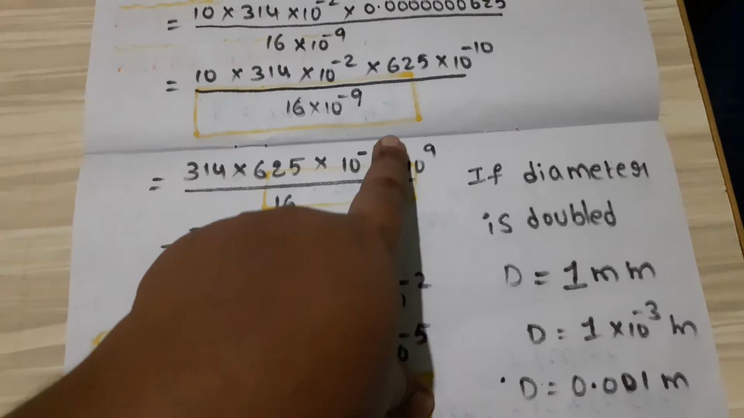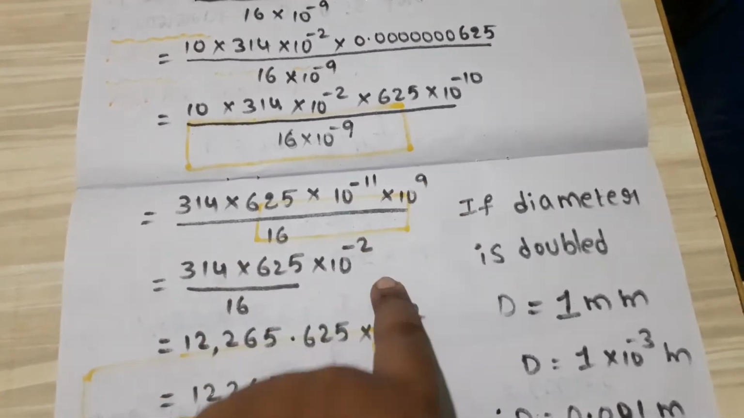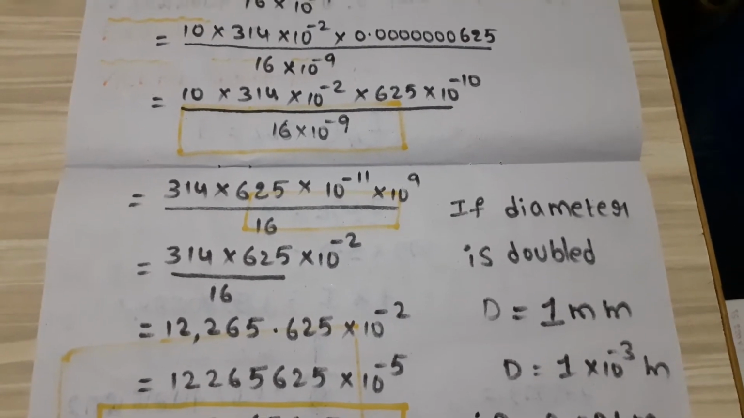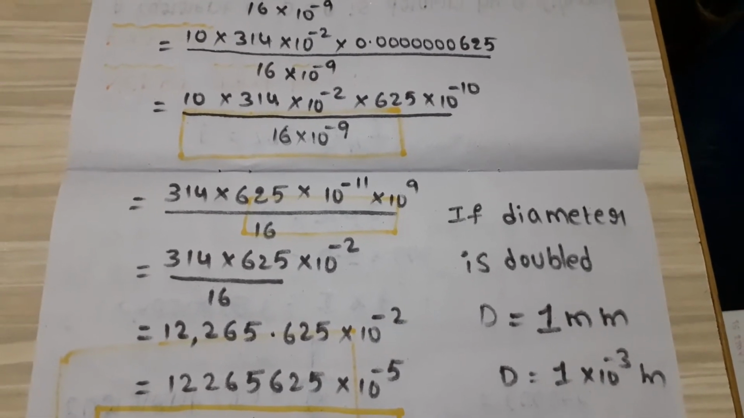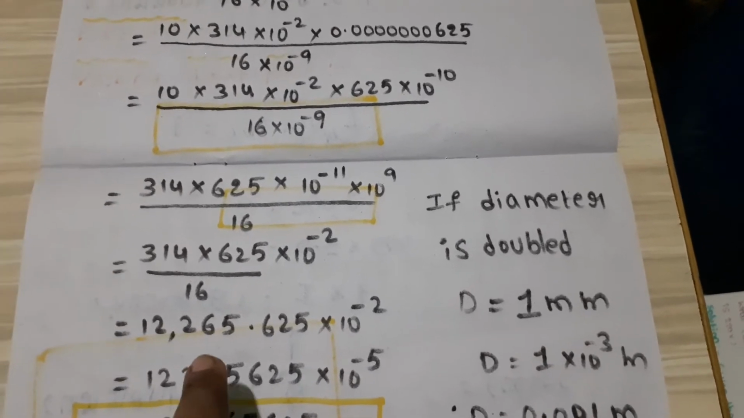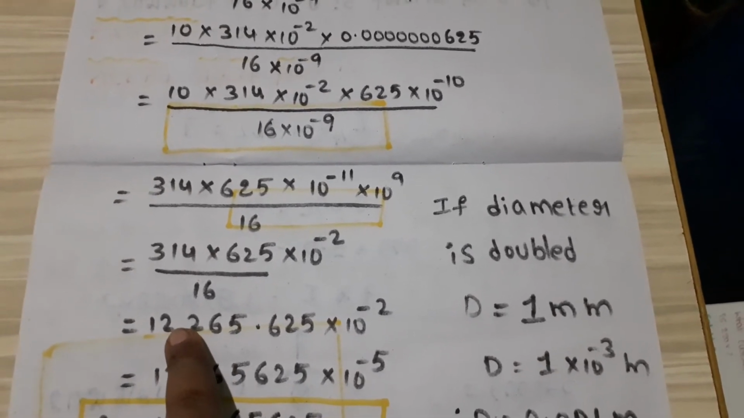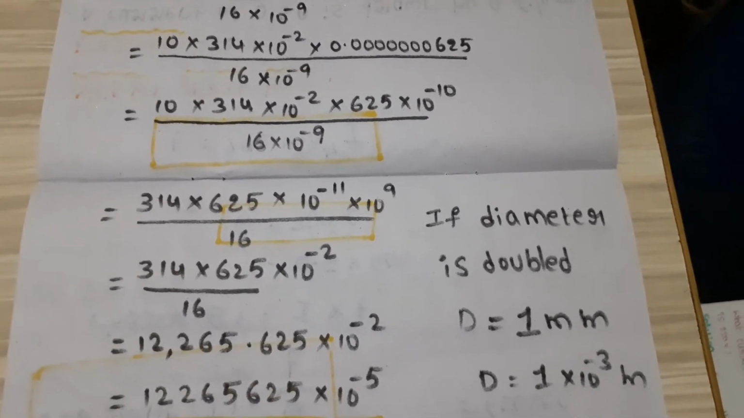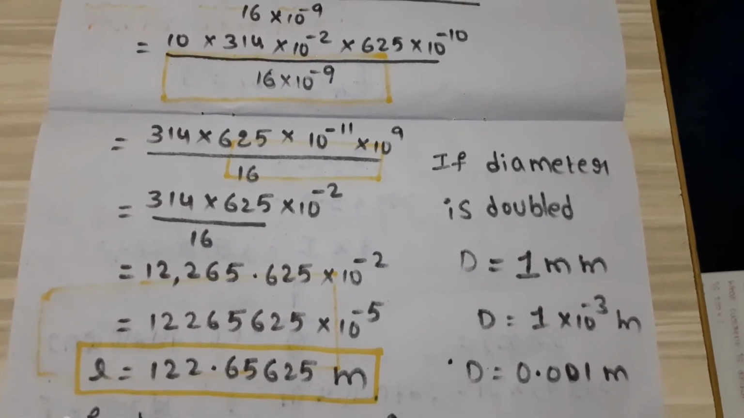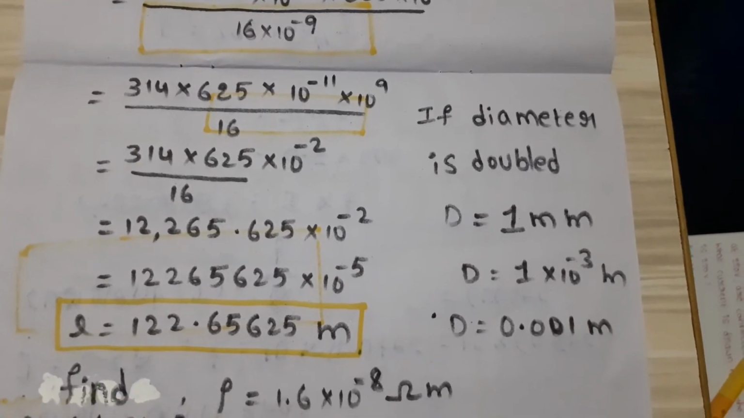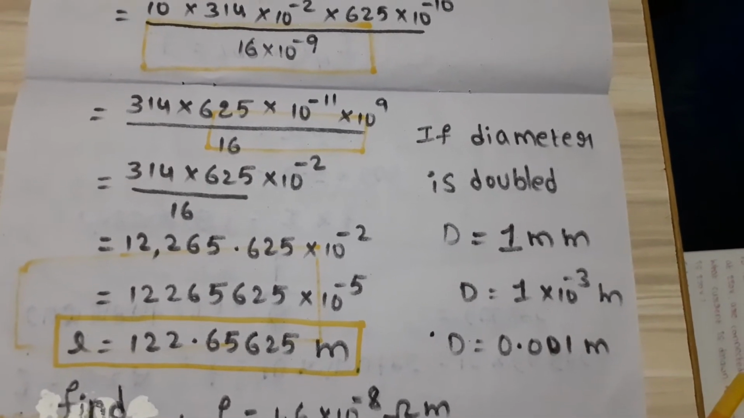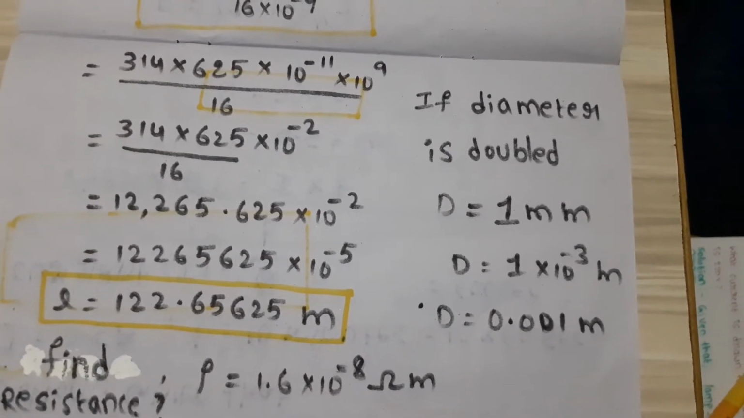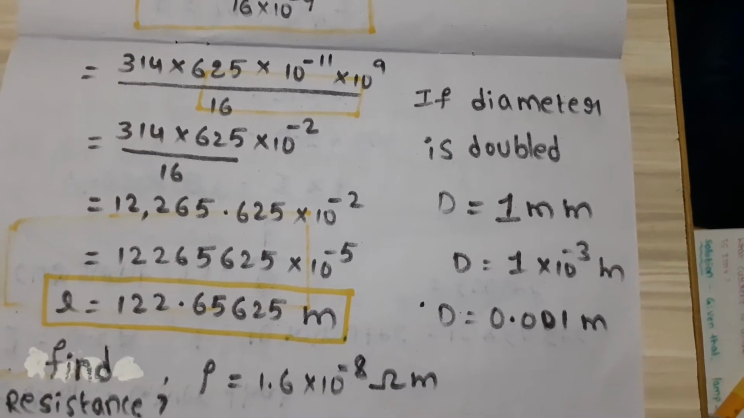Now minus 11 plus 9, 10 to the power of minus 2, and numerator 314 into 625 and denominator 16. So total value 12,265.625 into 10 to the power of minus 2. That is the total value of length, 122.65625 meter. That is the length.